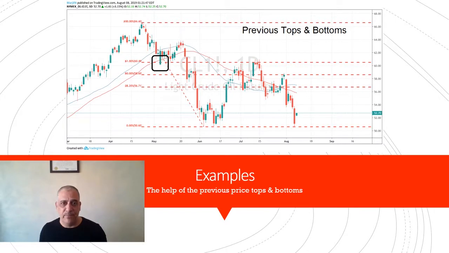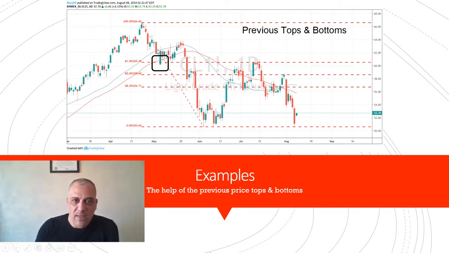RSI is great, moving averages are great, everything that we use to help us is great. We need that help in order to make the best decisions, but the price itself is the greatest of them all. Look at this. It's a crude oil daily chart, and of course it's also a very recent chart. The price started dropping in the spring until June, and then started correcting to the upside.